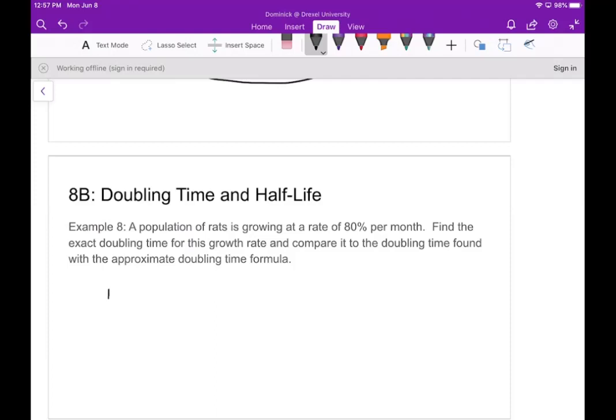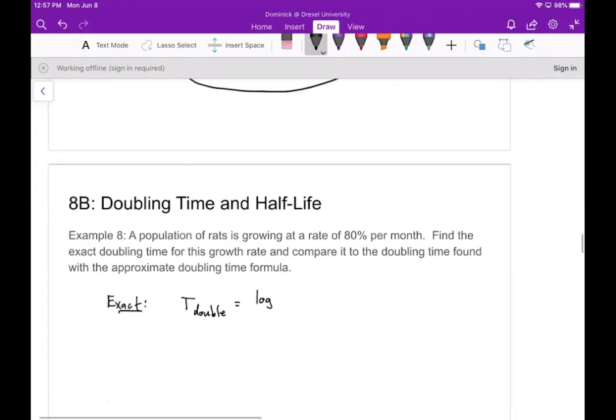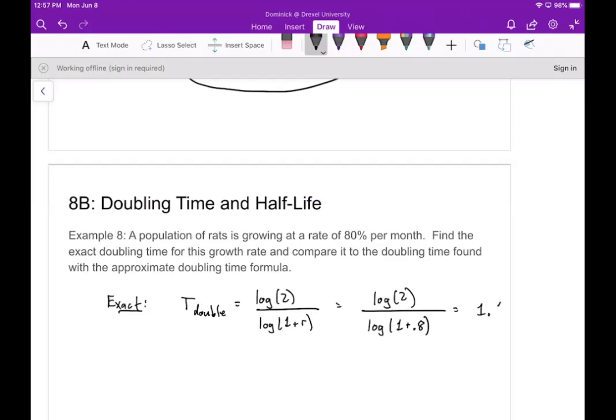Okay, so the exact t double is equal to, now if we look here, log 2 over log of 1 plus r. So in this case, I want to do log of 2 over log of 1 plus 0.8. So I'm doing log of 2 divided by log of 1.8. And that will give me that the doubling time is 1.18.